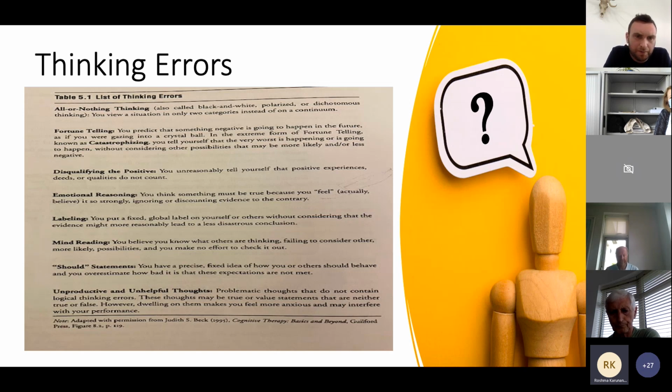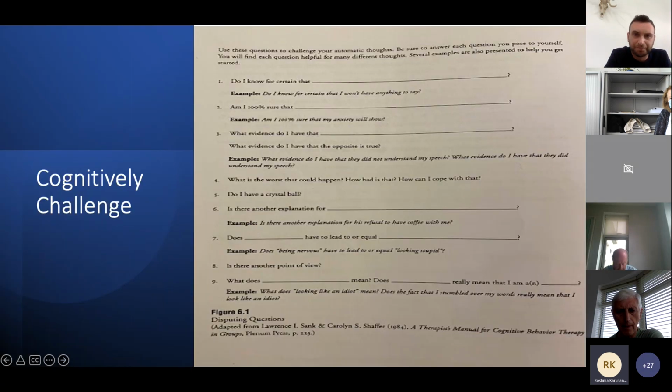And we also have helpful thinking styles. This is just a list that I give to people. And again, it's to help them to see some of the problems, some of the mistakes that they've been making in their mind.